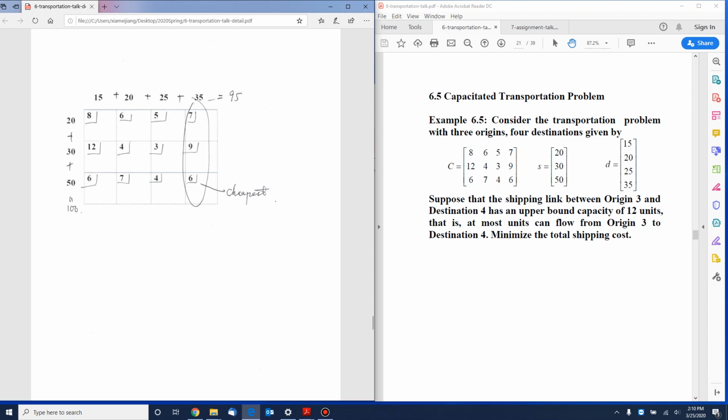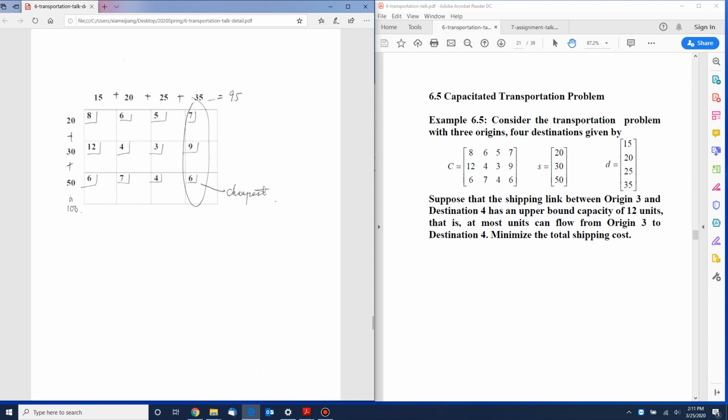Let's look at example 6.5. Here we have 3 origins and 4 destinations. And we suppose that the shipping link between origin 3 and destination 4 has an upper bound capacity of 12 units. That means we can only have 12 units at most to ship from origin 3 to destination 4.